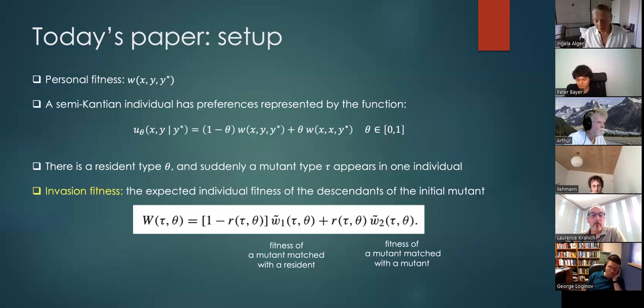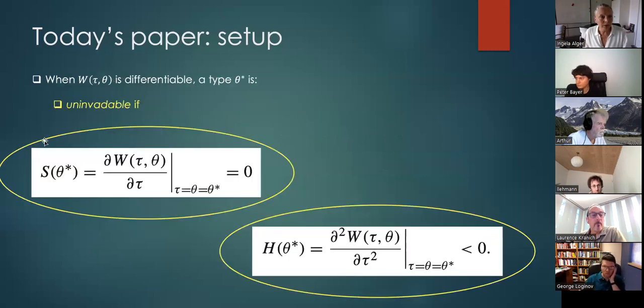So when W is differentiable, then one looks at the selection gradient first to identify candidates: those values of theta that satisfy the first order condition for a maximum to be reached at tau equal to theta. And then the second order condition, looking at the Hessian, that indeed it is a maximum rather than a minimum. And if so, any trait type theta star that satisfies these two conditions is uninvadable.